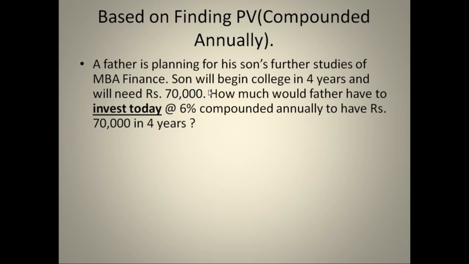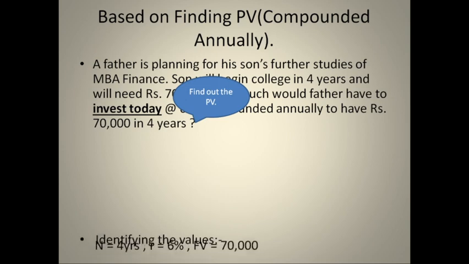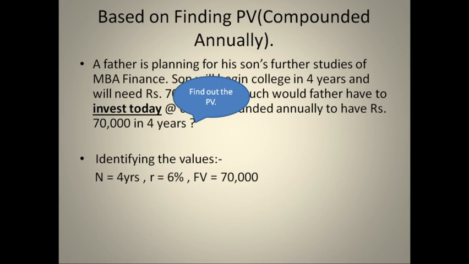Now what the question asks: how much would the father have to invest today at 6% annual compounding basis to have rupees 70,000 in 4 years. So clearly from this question we can understand that we have to find the present value. And how to do that? We already identified the values of n and the future value, and in the question we also know the value of r, which is nothing but the rate of interest. It is given as 6%.